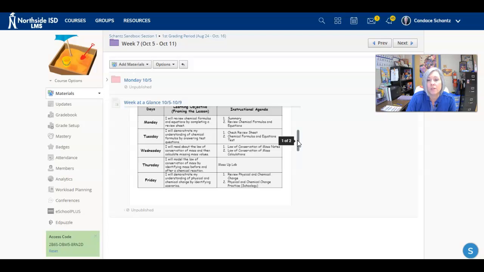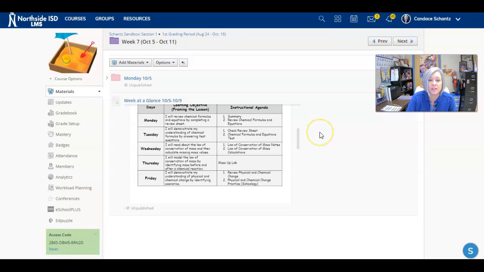After that, on Wednesday, we're going to do something called the law of conservation of mass, which is really a continuation of chemical equations. And then we're going to do some practice calculations. We have a virtual lab on Thursday, seeing if we can prove the law of conservation of mass. And then on Friday, we're going to do a quick review of physical and chemical change and evidence of chemical reactions. This is technically from 6th grade, so that's why it's a review. And then you'll have a practice in Schoology.